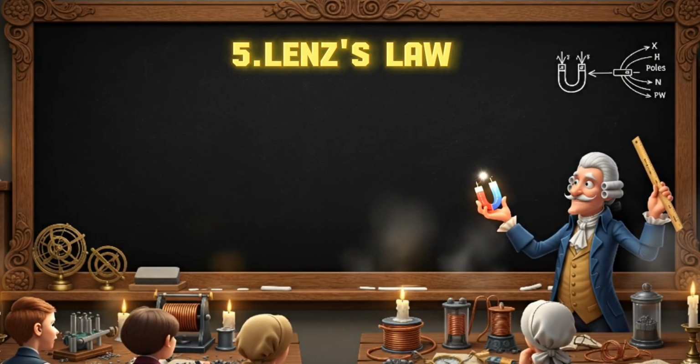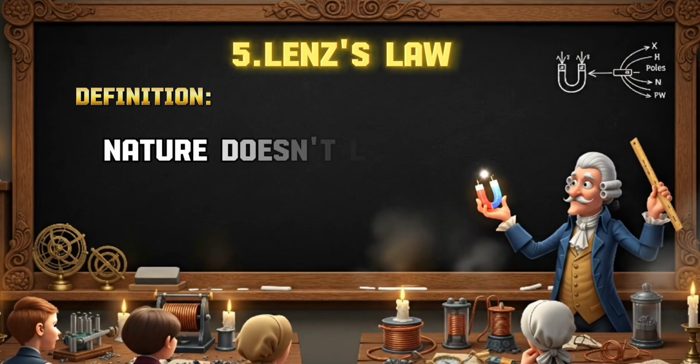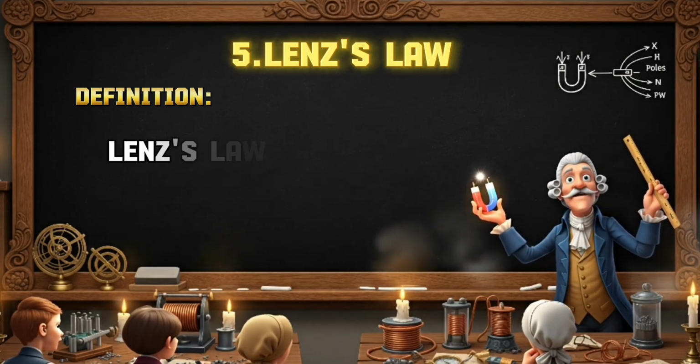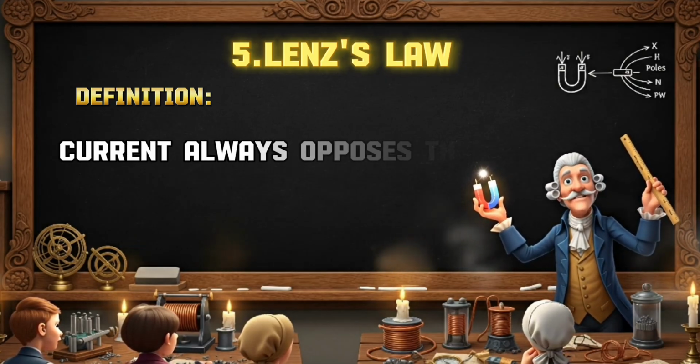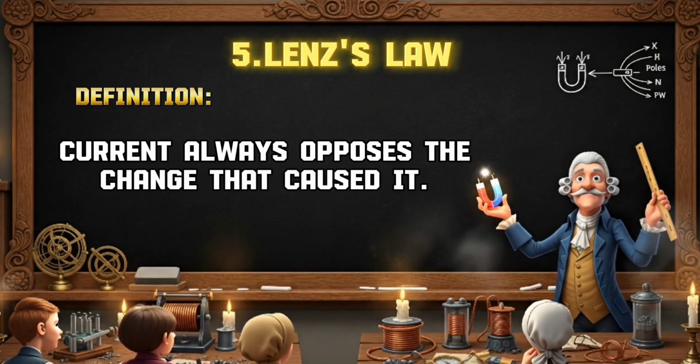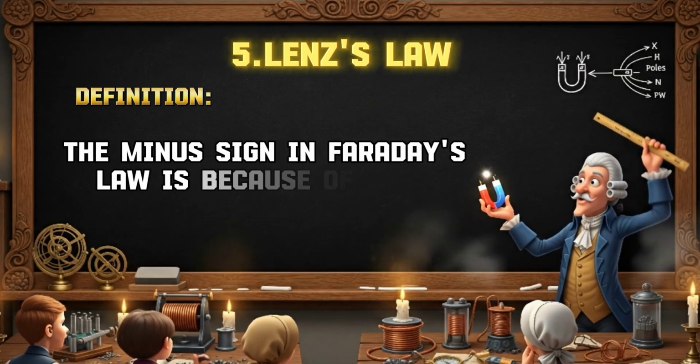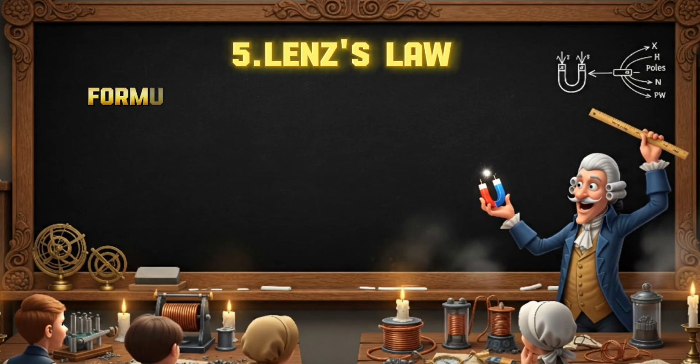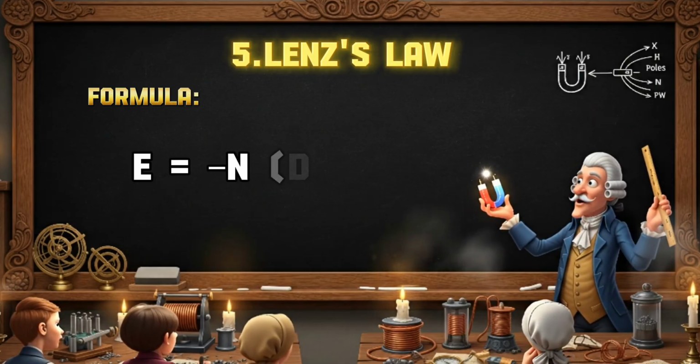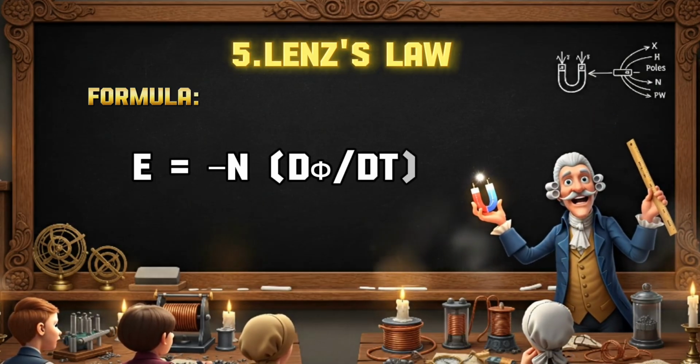Lenz's law. Definition. Nature doesn't like sudden changes. Lenz's law says that the induced current always opposes the change that caused it. The minus sign in Faraday's law is because of this. Formula. E equals minus N d phi / dt.